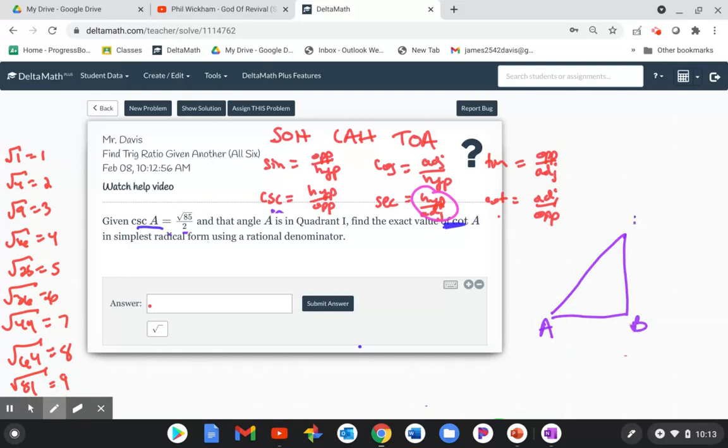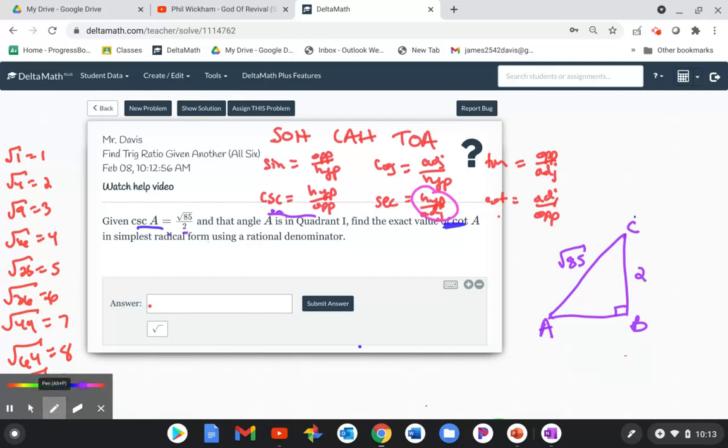A, B, C. It is a good idea to make sure you're labeling your right angle down there always as well. Okay, this gives us the cosecant of A. So we find our cosecant, which is here. Cosecant is hypotenuse over opposite. So that's saying the hypotenuse should be the square root of 85, and the opposite of A should be 2.